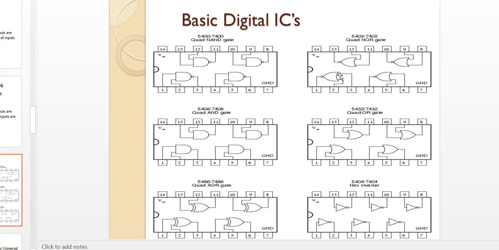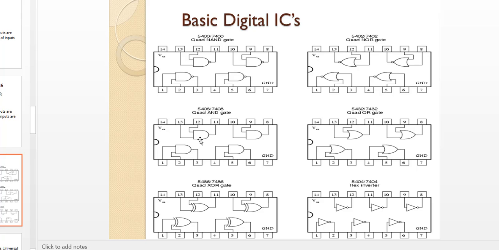And this is a NOR gate, the pin configuration of NOR. Again, it is a quad because in a single package we have 4 NOR gates. Again, this is a quad type of AND gate. See, by looking at the symbol only, you can answer the IC. Yes, because this is the symbol for the AND gate.